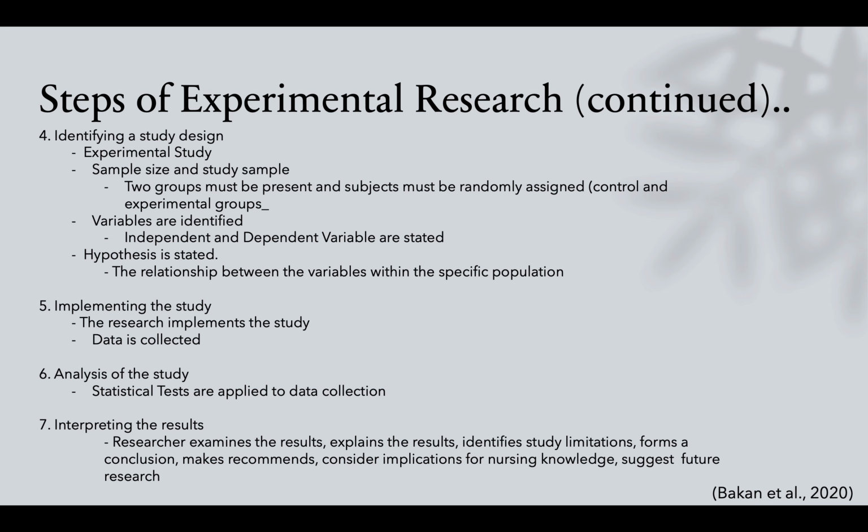After creating the research question, the researcher moves on to identifying study design. In experimental research studies, the control and experimental groups must be established. Remember, these two groups are always randomized. Independent and dependent variables are stated in the study design, and then the hypothesis is stated. The hypothesis states the relationship between the variables within the specific population.